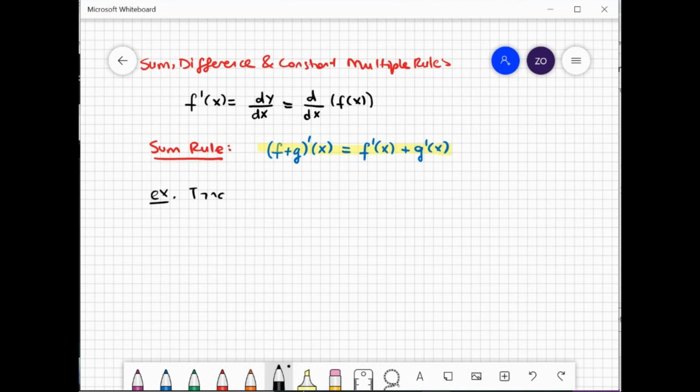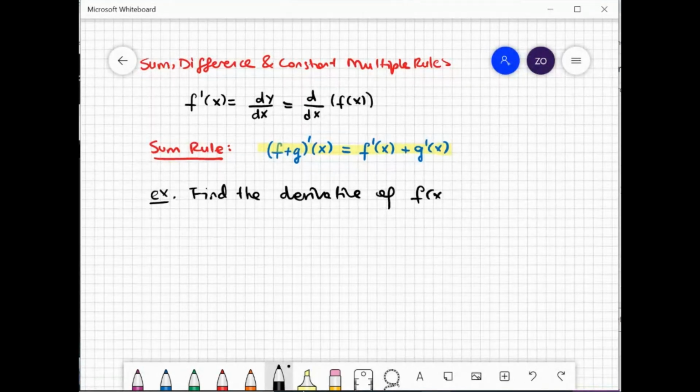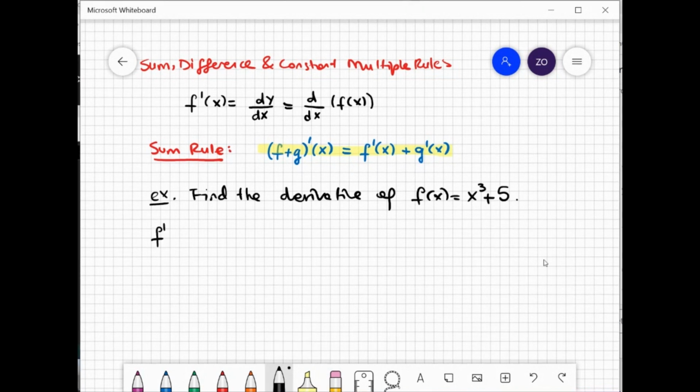And let's see how we apply this rule. So let's find the derivative of the function x cubed plus 5. So what will be the derivative of f prime? That's going to be the derivative of the x cubed function plus the derivative of the constant function 5.